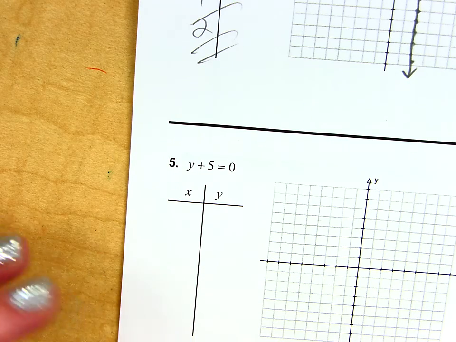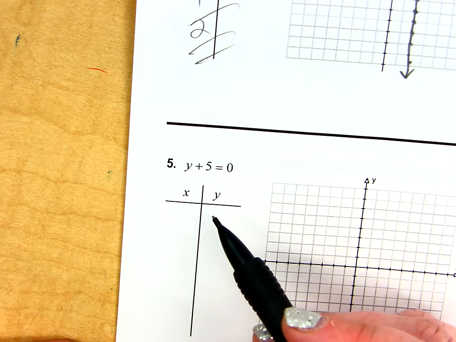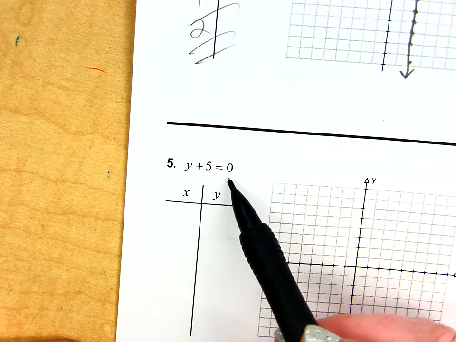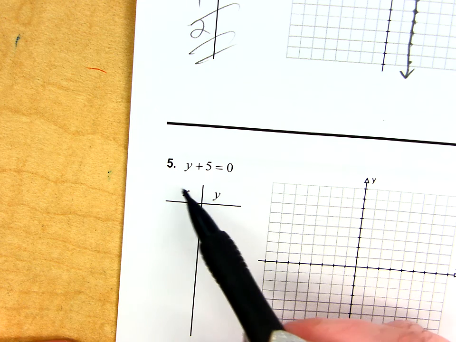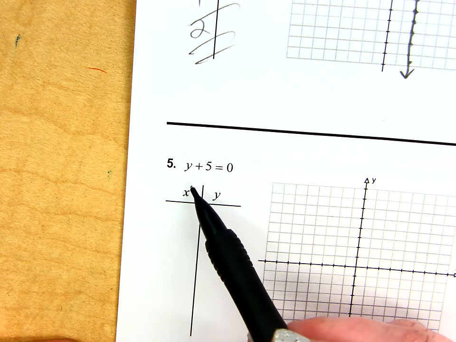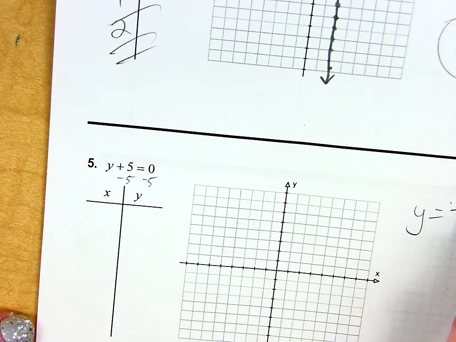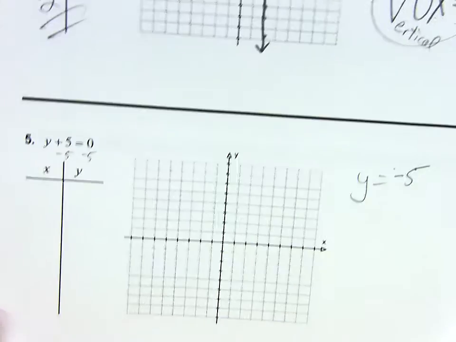This one, same thing's going on. It's just that this time I don't have an x. I only have a y. So what should I do first with this? Yep. Right. I want to get the y all by itself. So let's minus 5 to the other side. So now my equation looks like this. Y equals -5. All right, great.